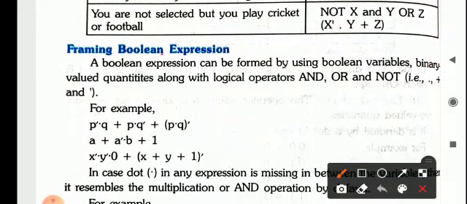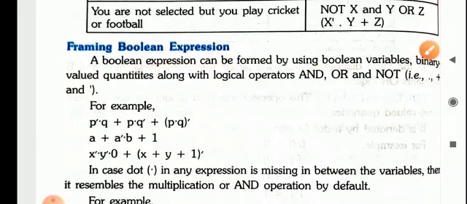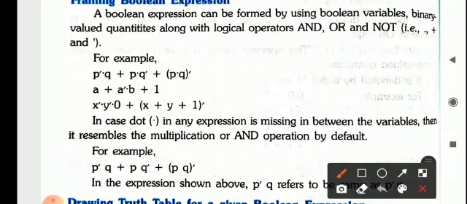Okay. Next is framing a Boolean expression. A Boolean expression can be formed by using Boolean variables, binary valued quantities, along with logical operators. As you have x plus y in algebra, in the same way you can form the Boolean expression. Now p complement dot q, so dot is there, the AND operator is there, then plus is the OR operator, then p dot q complement, it is again the AND operator and the NOT sign is used, then plus again an OR operator, then p dot q whole complement. Okay. So whatever will be the result of p dot q, it will be complemented by using the NOT operator.